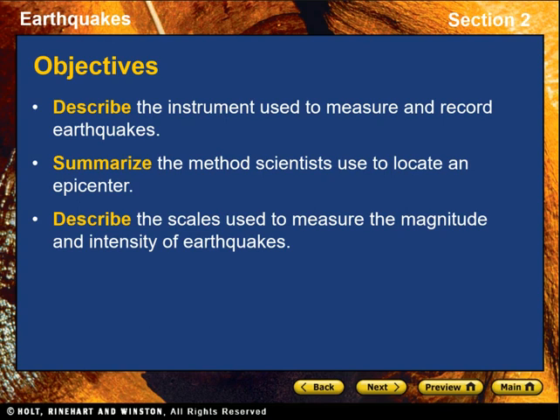At this point, you should be able to describe the instrument used to measure and record earthquakes, summarize the methods scientists use to locate an epicenter, and describe the scales used to measure the magnitude and intensity of earthquakes.